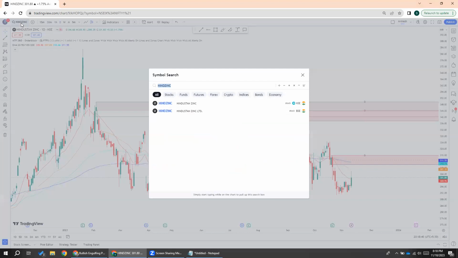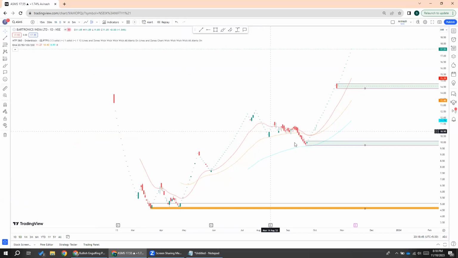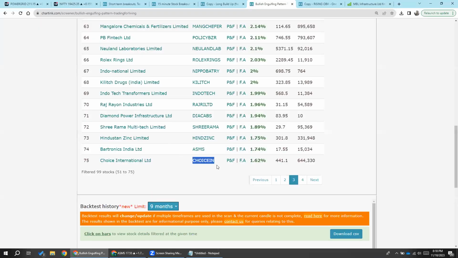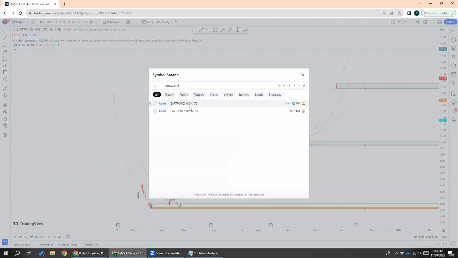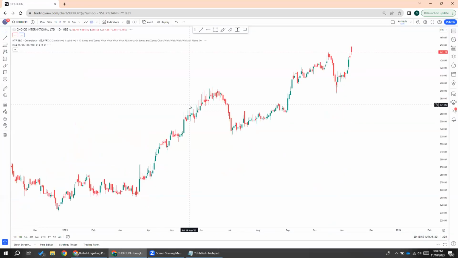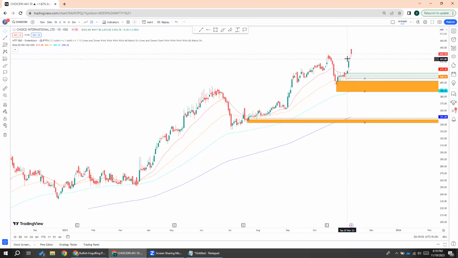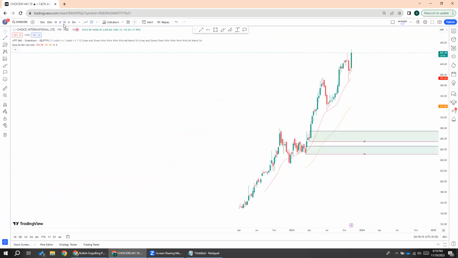ASMS. Comics India, on Saturday started from 9, now it has reached 18. Books Choice International Limited. Yes, even though the candle is showing negative, it satisfies the criteria for bullish momentum, and that's why it is listed here. This is also going great.